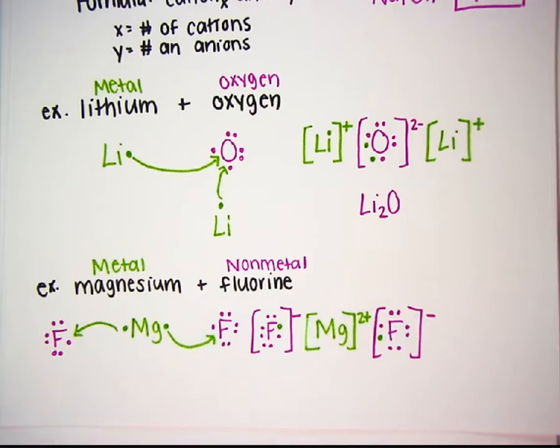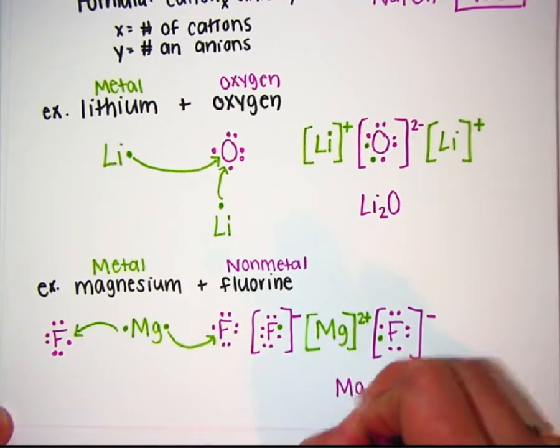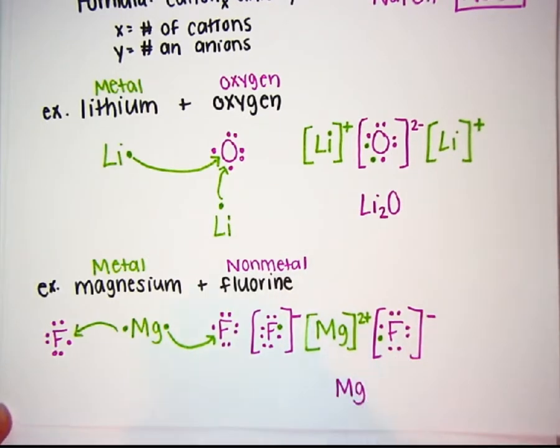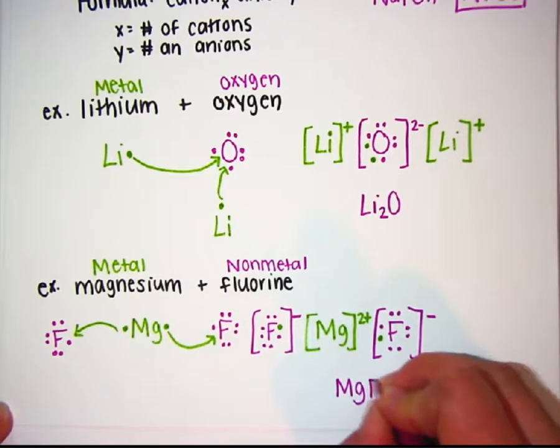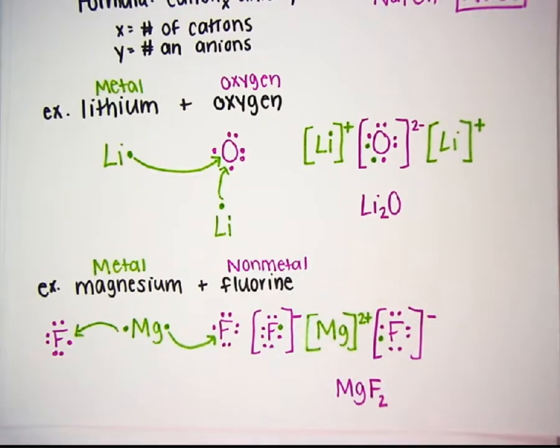Last step is to write our formula. The cation comes first, and the cation is magnesium. I only have 1 magnesium, but I don't need to write the subscript of 1. Anion comes second, and I have 1, 2 fluorines. MgF2.